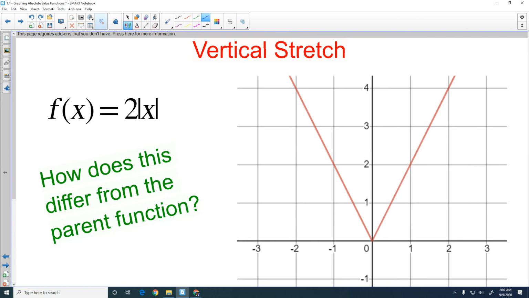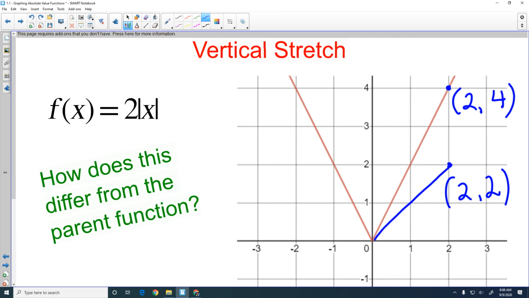Same thing's true with our second point. Normally we had a point at 2, 2 for our original parent function. Right here, this is 2, 2 on our parent function. But this new one, this transformed one, we've got a coordinate at 2, 4. Again, x coordinates don't change, but that y coordinate, it's now twice as big. Instead of a 2, it's a 4. 2 times 2 is 4.